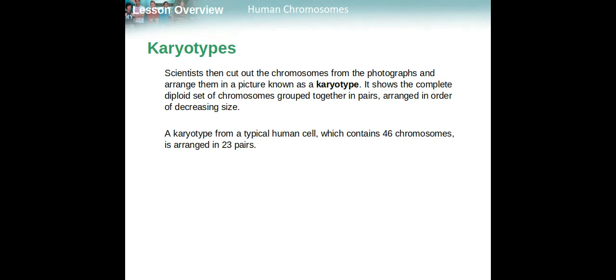Scientists then cut out the chromosomes from the photographs and arrange them into a picture known as a karyotype. It shows the complete diploid set of chromosomes grouped together in pairs arranged in an order of decreasing size. A karyotype from a typical human cell, which contains 46 chromosomes, is arranged in 23 pairs.